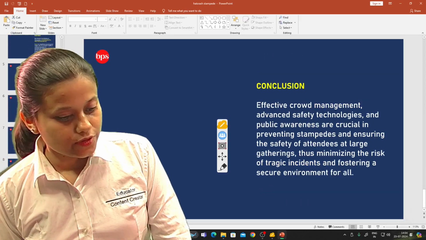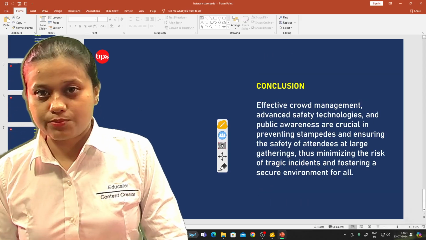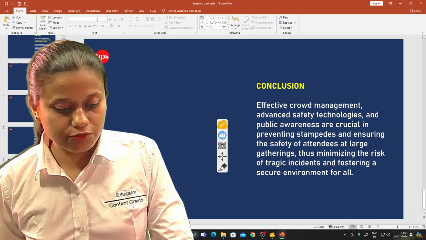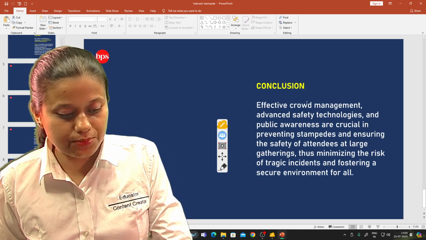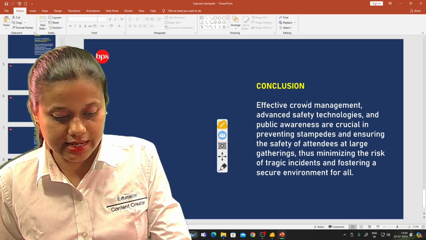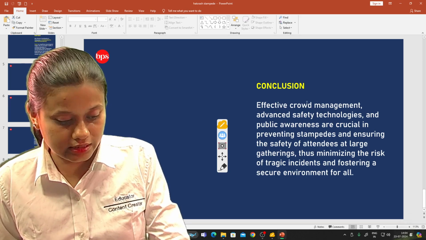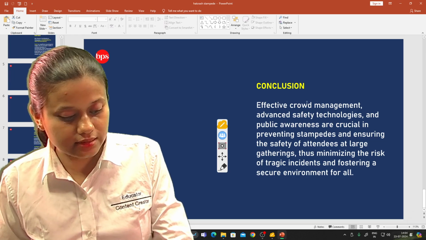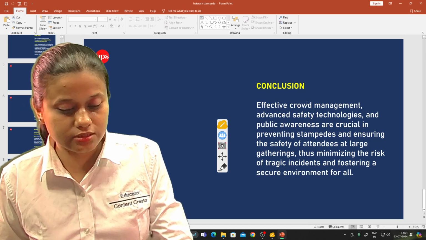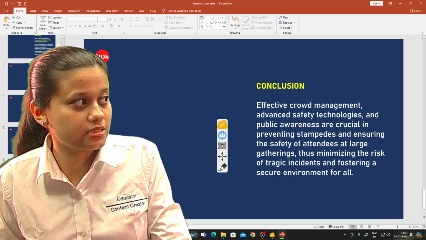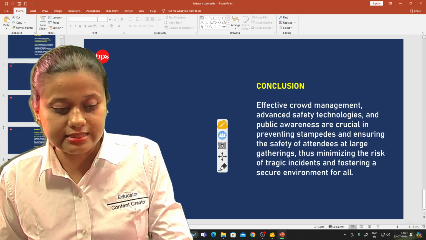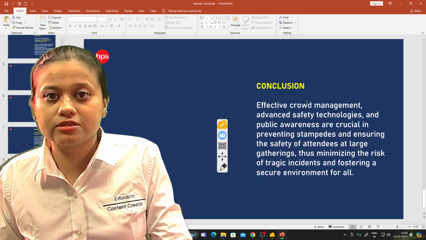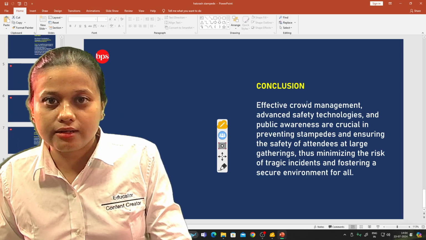Okay, so these are the technology aspects that are written here. In the concluding part, you can say effective crowd management, advanced safety technologies, and public awareness are crucial in preventing stampedes and ensuring the safety of attendees at large gatherings, thus minimizing the risk of tragic incidents and fostering a secure environment for all. So we need a very secure environment for all, and that is exactly the reason why effective crowd management is a must, specifically after these kinds of religious stampedes.